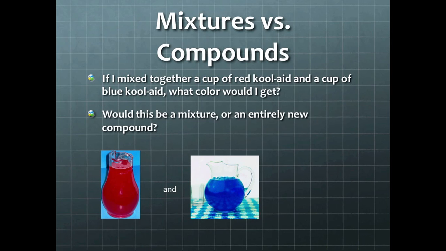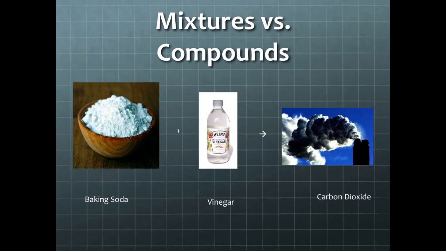Mixtures versus compounds. If I mix together a cup of red Kool-Aid and a cup of blue Kool-Aid, what would happen is I would get a mixture of the two properties of each ingredient. So red and blue mixed together would give me purple Kool-Aid. I wouldn't get something entirely new. I just have red and blue Kool-Aid mixed together giving me purple.